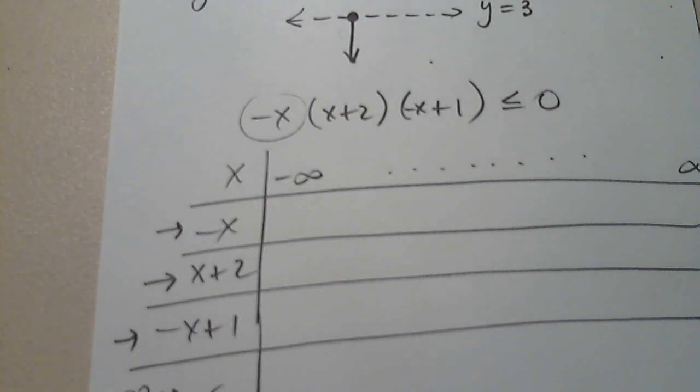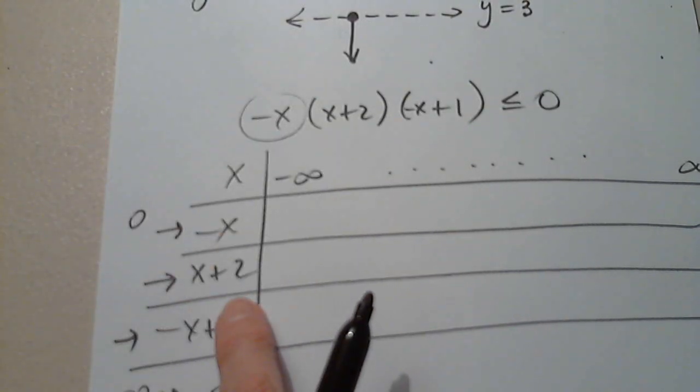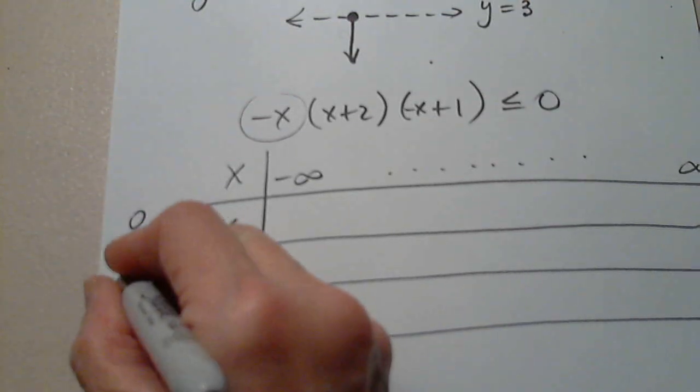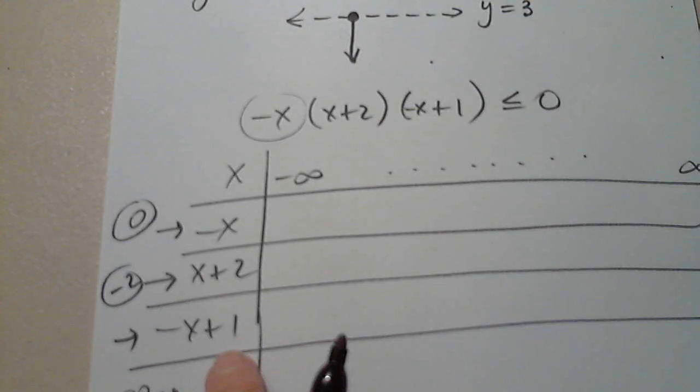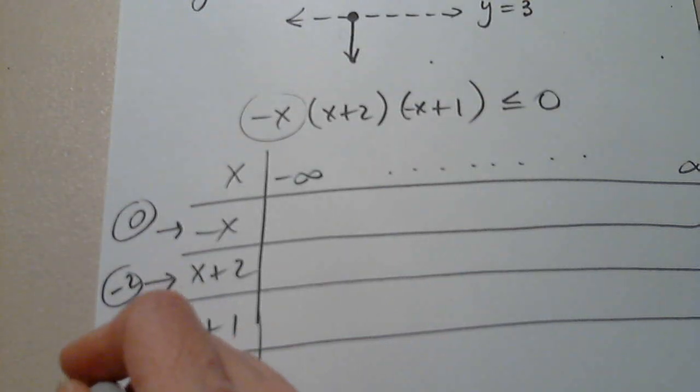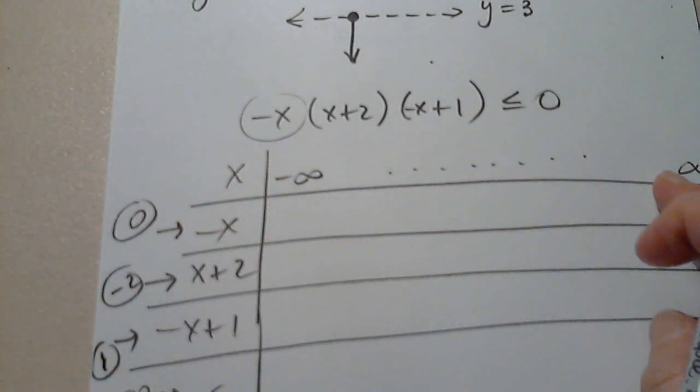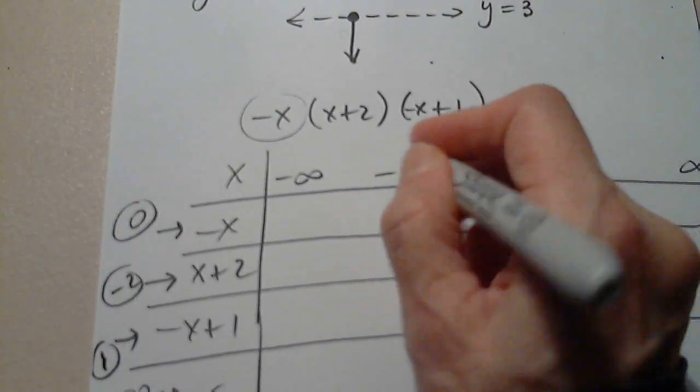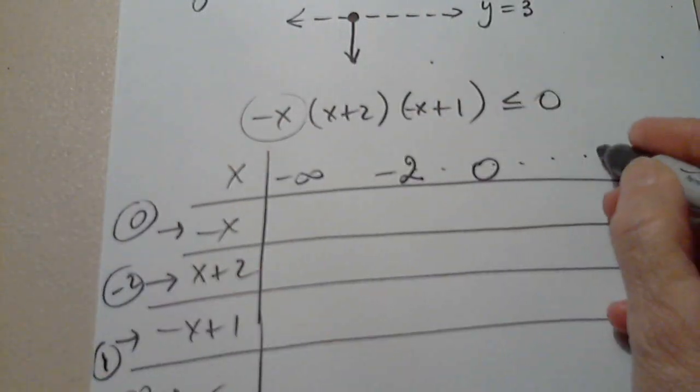So, when is this 0? When x is? So the first factor is 0 when x is? 0. Oh, of course. The next factor is 0 when x is? -2. Perfect. And this is 0 when x is? 1. Excellent. I put them on the side to make sure that I write them in the correct order. -2 is first, 0 is next, and 1 is last.